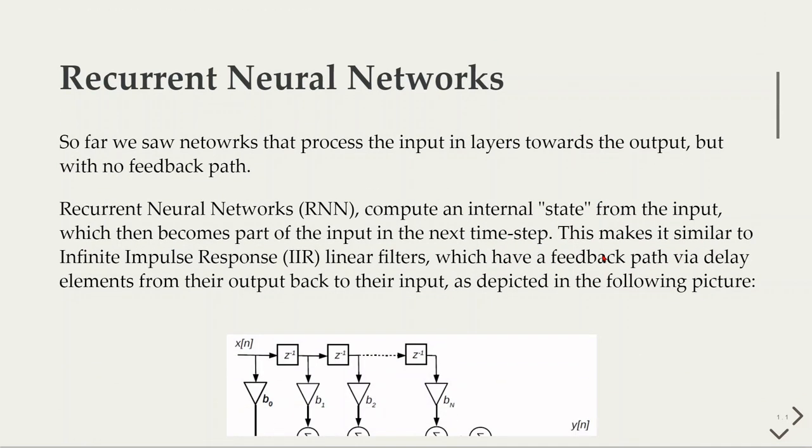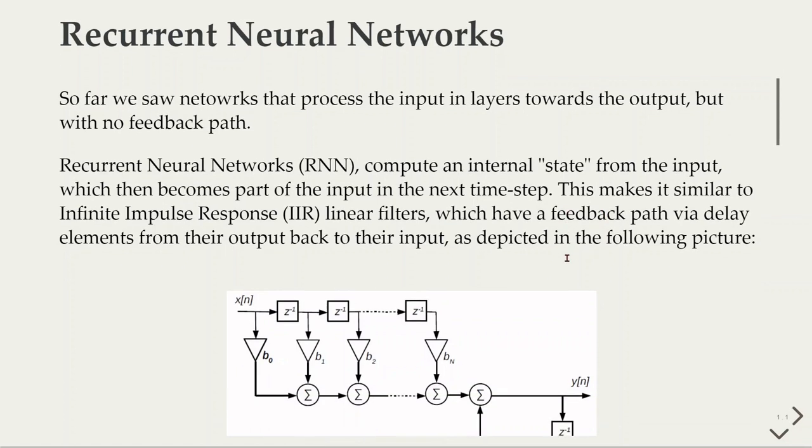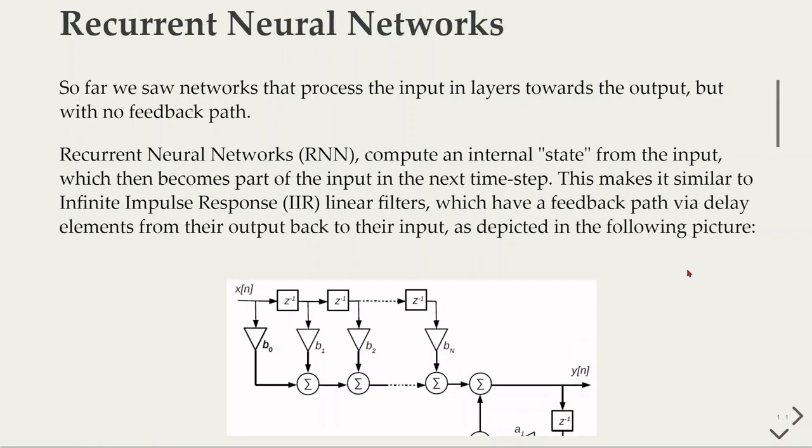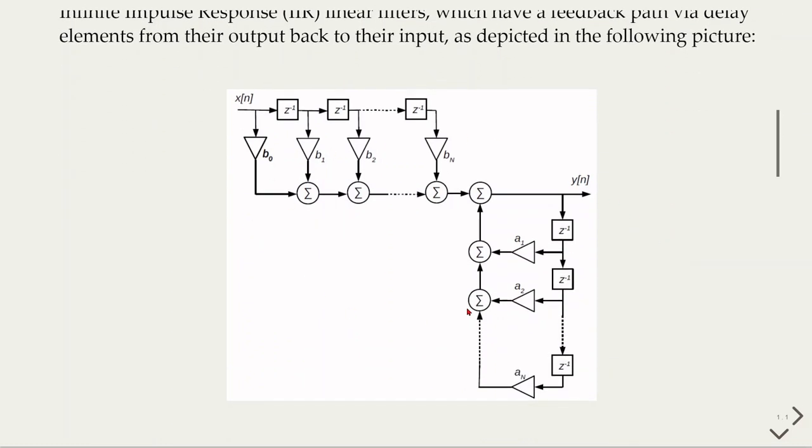So far we saw networks that process the input in layers towards the output, but with no feedback path. Recurrent neural networks compute an internal state from the input, which then becomes part of the input in the next time step. This makes it similar to an infinite impulse response linear filter, which has a feedback path via delay elements from their output back to their input, as shown in the following picture here.